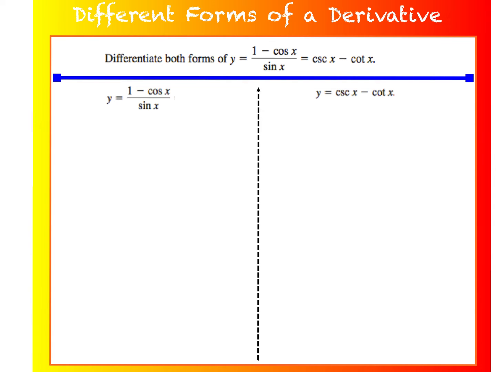All right, so on this one, I want to show you that we can differentiate two different things to look like two different answers, even though they're the same. They're equivalent. So what I want to prove by this one is if I have to differentiate 1 minus cosine over sine, well, how would we differentiate this? What rule would we have to use? The quotient rule, all right?